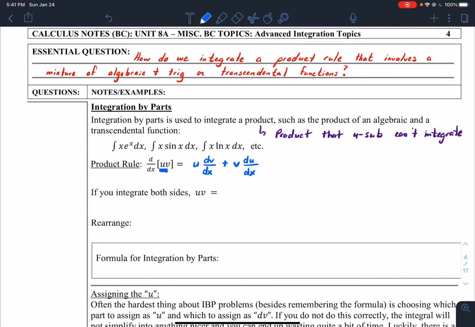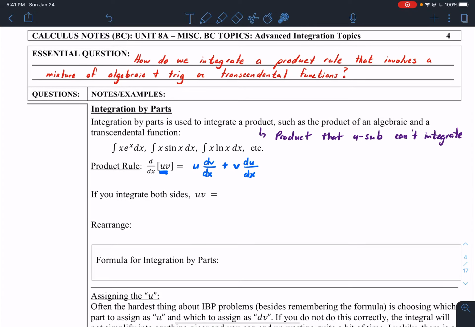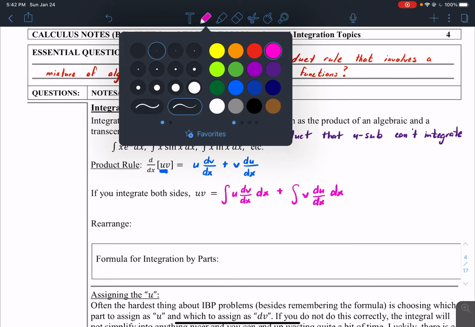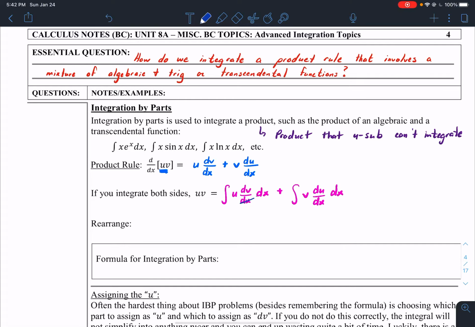So ultimately, there's an algebraic manipulation. What we're going to do is take the integral of both sides. If I integrate this side and this side, the integral here would just be uv, and then I would have the integral of u dv dx, and that dx is part of the integration. We are integrating with respect to x, correct? And then plus the integral of v du dx times dx. Again, the integral with respect to x. And those dx's do reduce. They're representative of the same thing, so the same unit of measure.